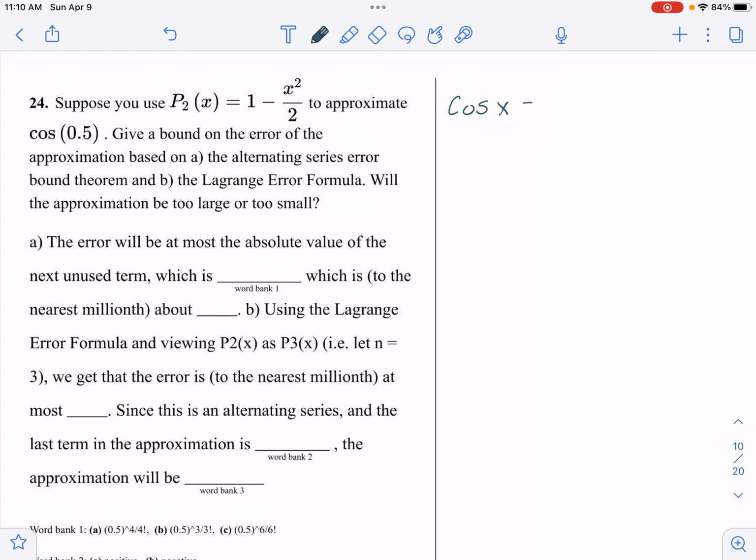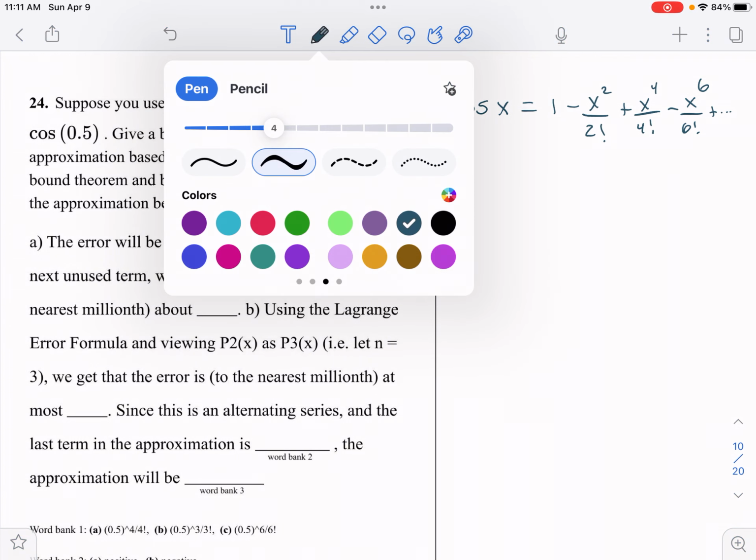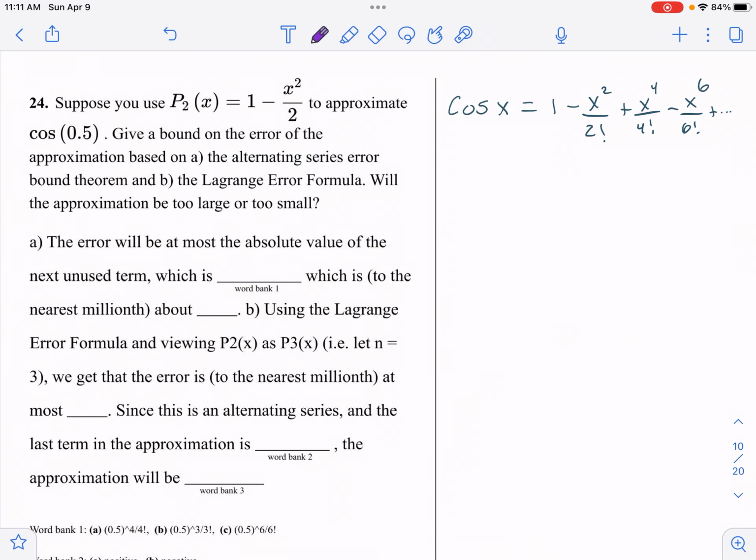Okay, but let's recall, cosine of x is 1 minus x squared over 2 factorial plus x to the 4th over 4 factorial, etc., right? That's an infinite series that represents cosine. So let's do our alternating series test here. Okay, that one's easy to apply.